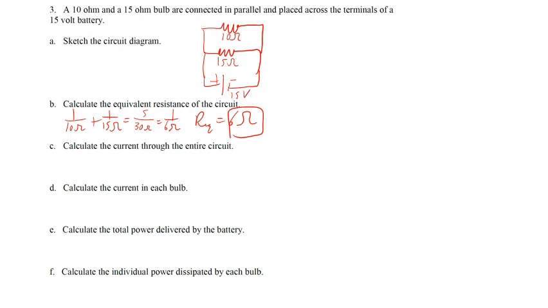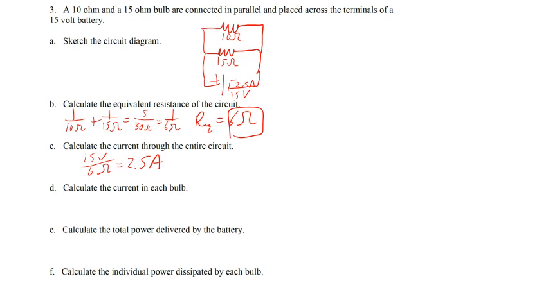Now note that, by the way, since that's 6 ohms, then we know that the current going through the entire circuit is going to be 15 volts divided by 6 ohms, which is 2.5 amps. So it turns out we have 2.5 amps right there.